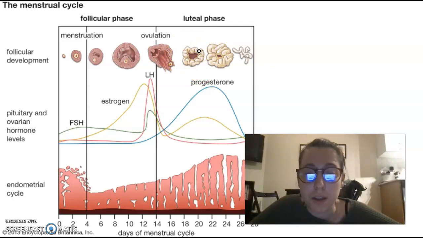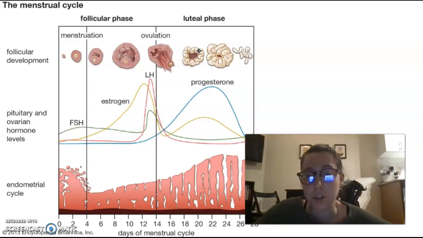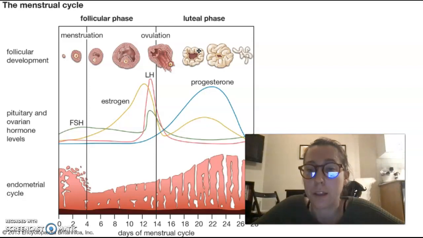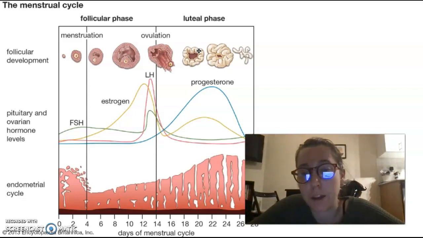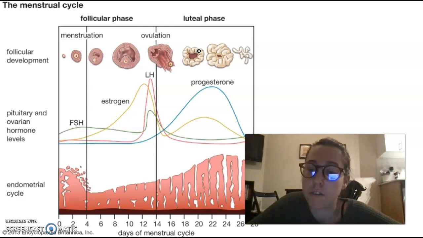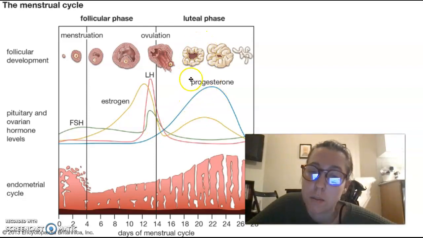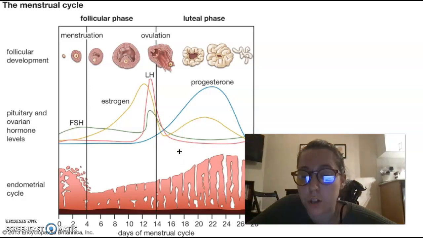The corpus luteum is important because it secretes progesterone. And the secretion of progesterone is very important. It also secretes inhibin. Inhibin causes negative feedback on the anterior pituitary. So the corpus luteum is also going to keep levels of FSH and LH low while it produces the progesterone, inhibin, and estrogen.